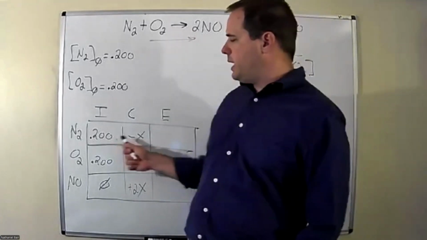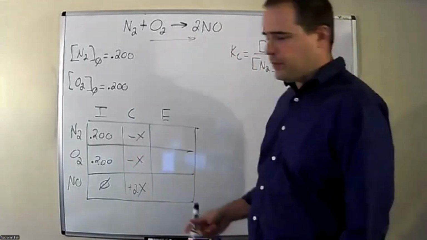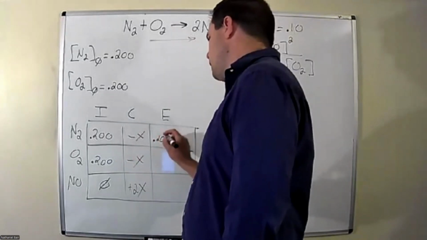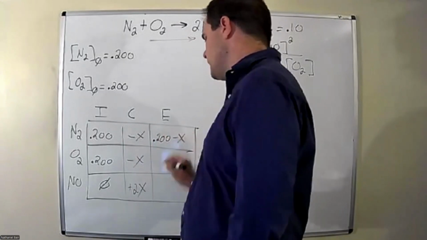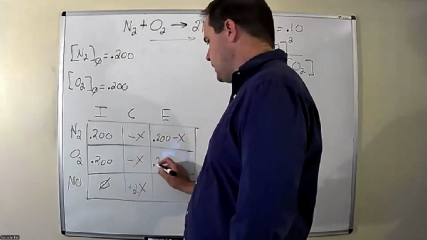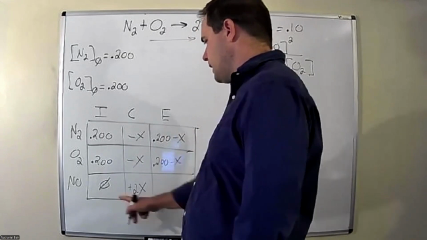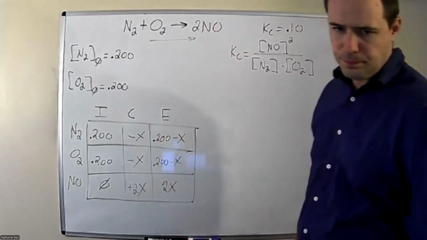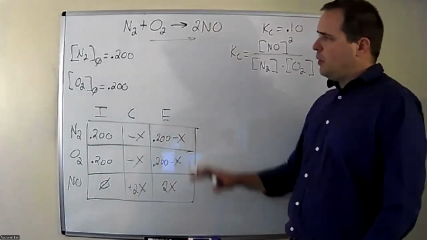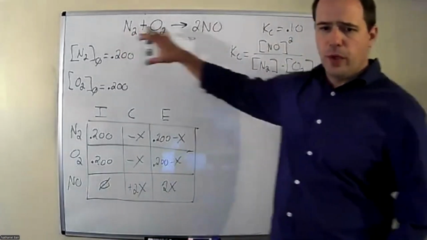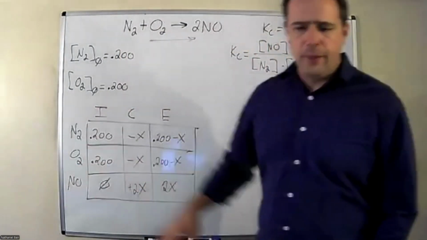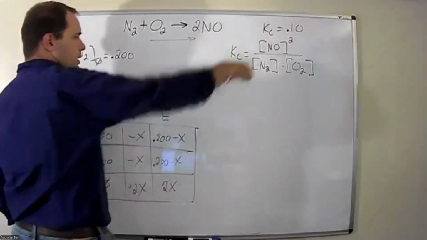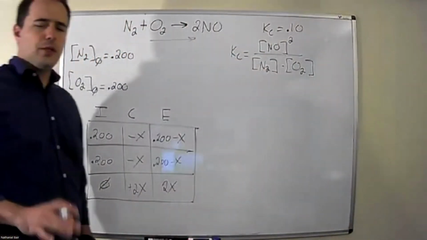Next, we're going to combine the I and C columns here. So this at equilibrium will be the initial 0.200 plus or minus what the change is. That's a minus x. This at equilibrium will be the same, 0.200 minus x. And this will be 0 plus 2x. That's just going to be 2x. So mass action expression, determine what direction it's going to go, make an ice table. Now it's time to plug these values into the mass action expression and try to solve for x.